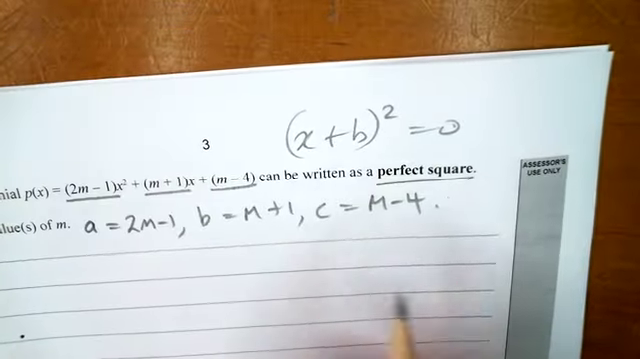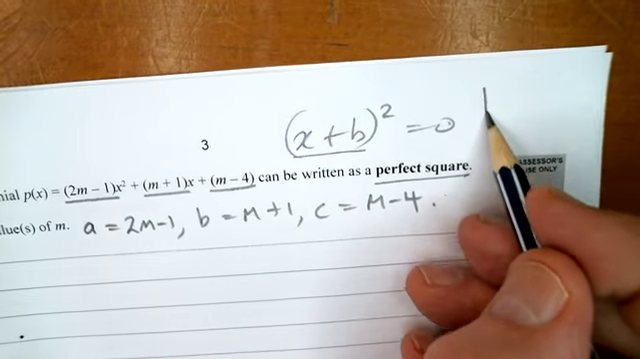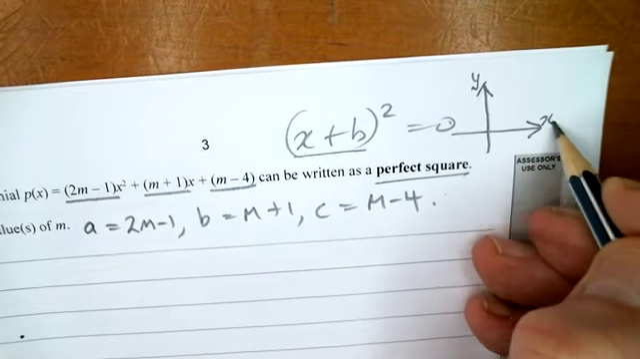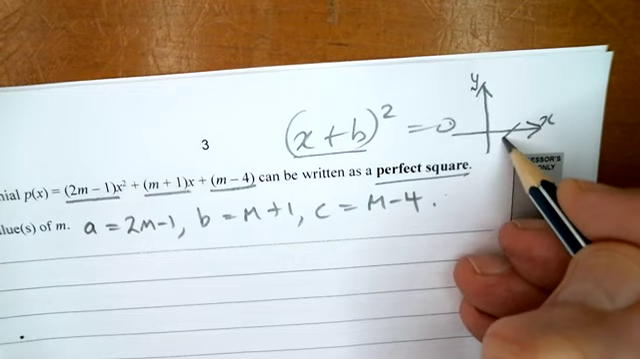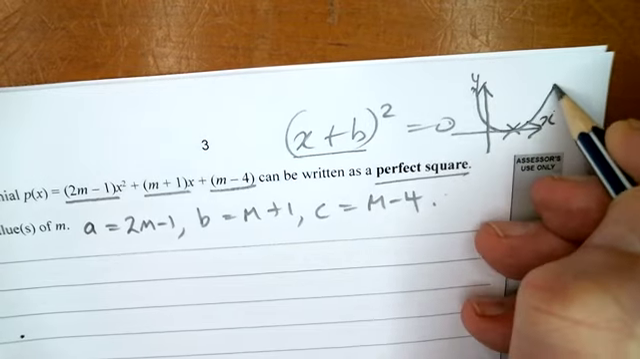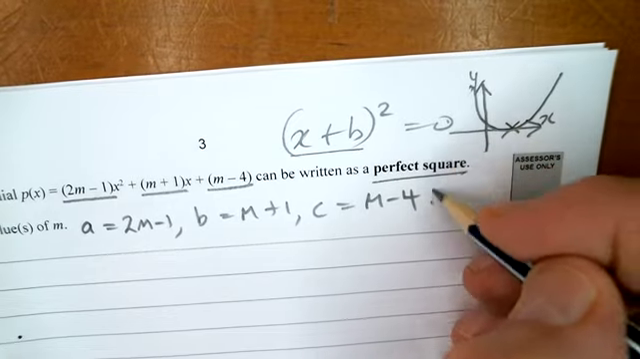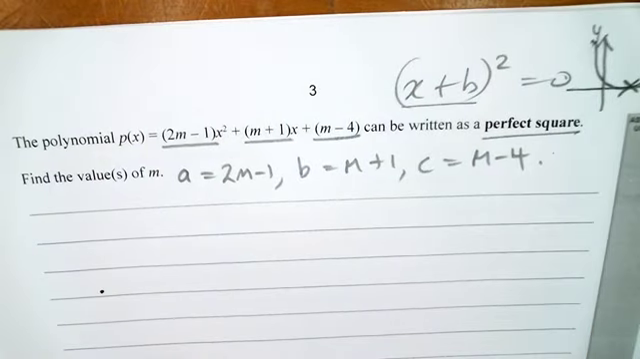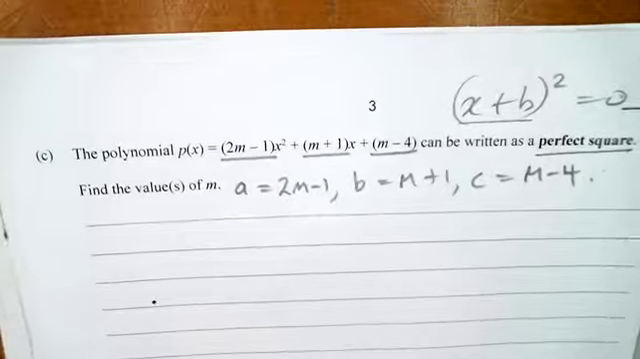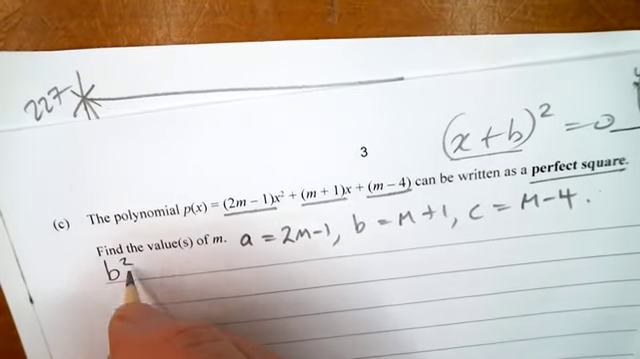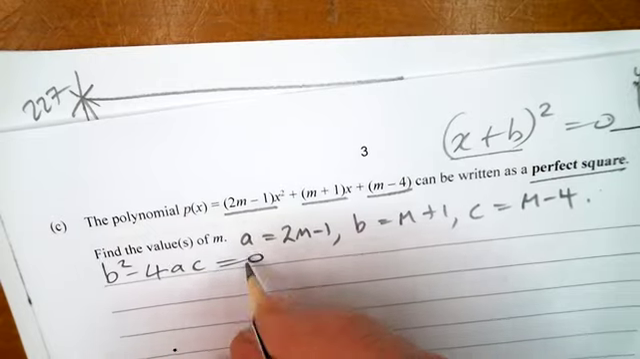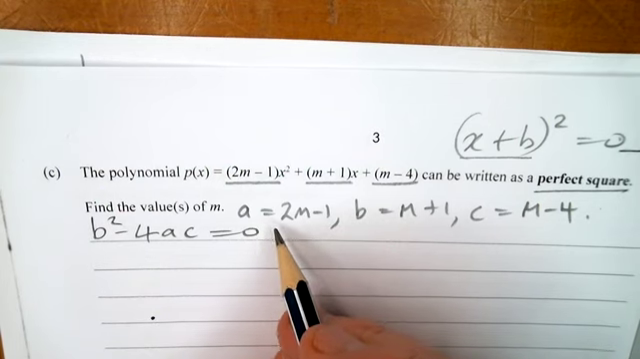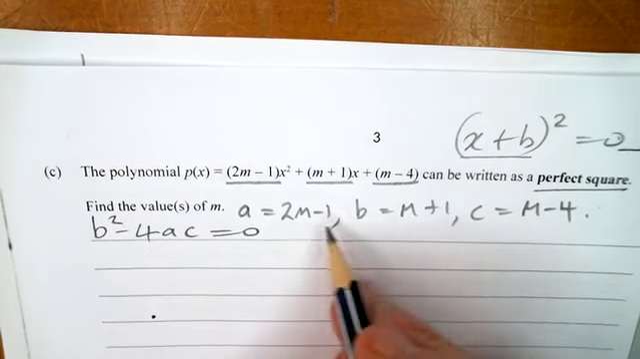Now, if it's a perfect square and it's in this form, that means that if we were to draw this, with x and y here, a perfect square is only going to touch the axis at one point. It's going to do something like this, or maybe the other way, but it's only going to touch at one point. It is going to cut the axis, but not at more than one point. So in that case, we're going to say b squared minus 4ac equals 0, meaning it touches at one point.